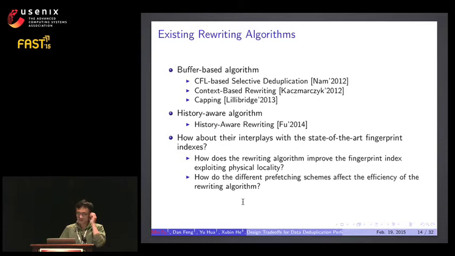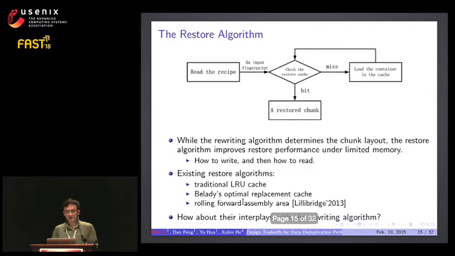The first is, how does the rewriting algorithm improve the fingerprint index exploring in physical locality? And the second is, how do the different prefetching schemes affect the efficiency of the rewriting algorithm? We will answer these two questions later.